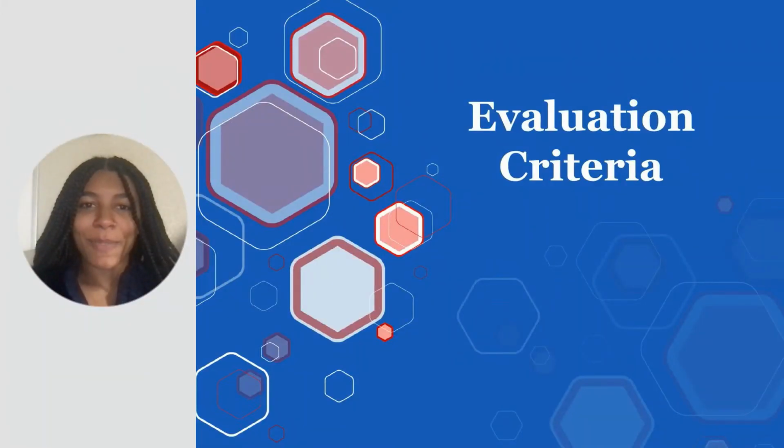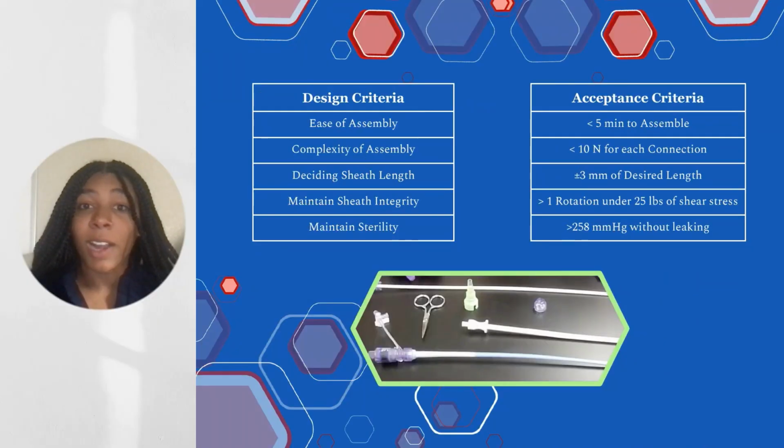Thank you, Francis. I will now be talking about our evaluation criteria. Our evaluation criteria is made up of both our design and acceptance criteria. For our design criteria, we focused on 5 modes in regards to sheath modification. These include the ease and complexity of assembly, the ability to decide sheath length, and maintaining sheath integrity and sterility.